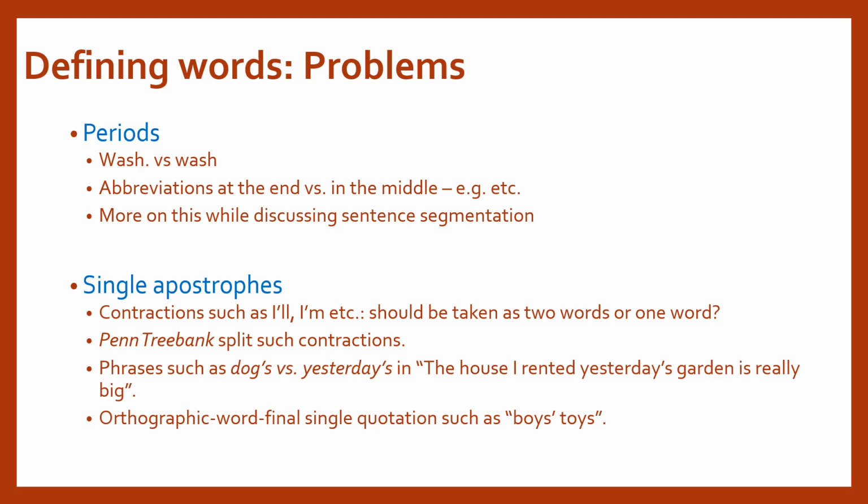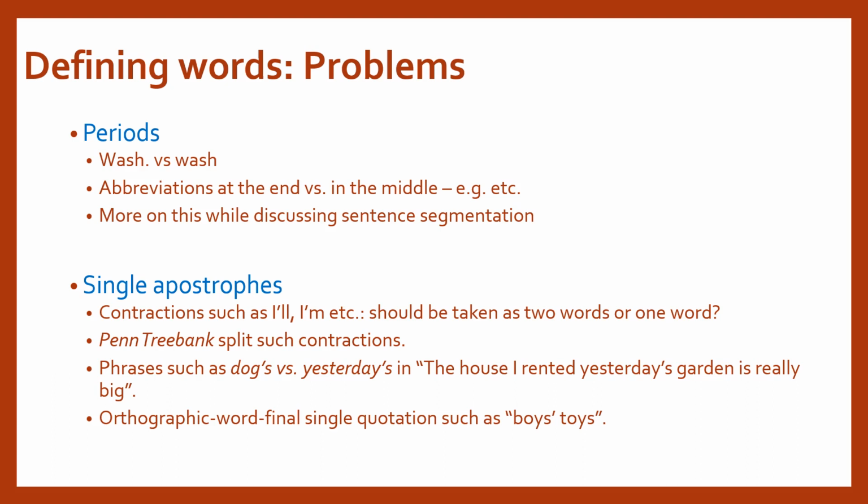Then the periods are used here, in this particular example, to abbreviate Washington, but it may sometimes come at the end, or sometimes it comes in the middle. So how are we going to take care of this? You have to think about whether there are other clues which can help you to take care of this challenge.